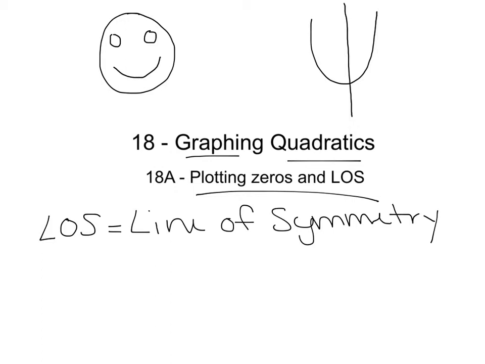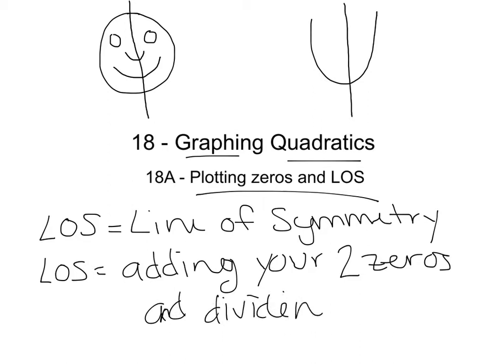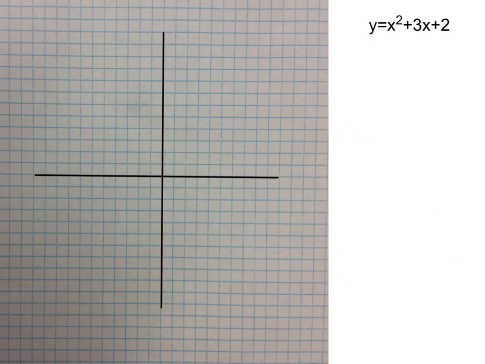Okay? A little creepy face. But if you draw a line down the middle, it's the same on both sides. So that's what line of symmetry is, and you are going to find it by adding your two zeros and dividing that number by 2. Alright, so it's the average of your two zeros. So here's our first example.